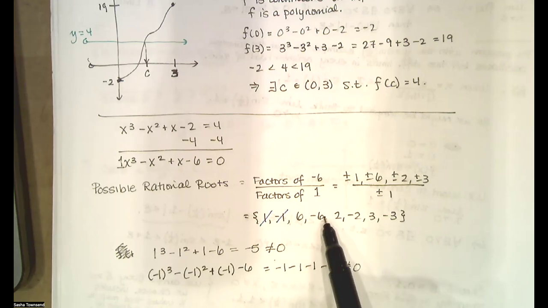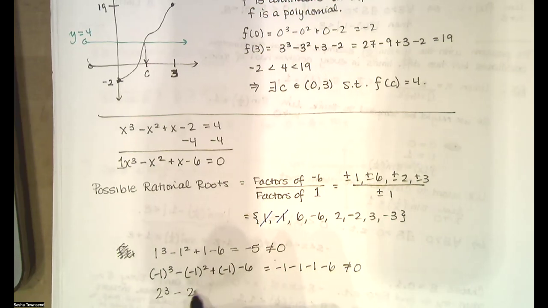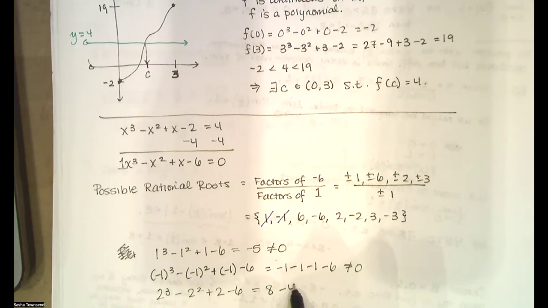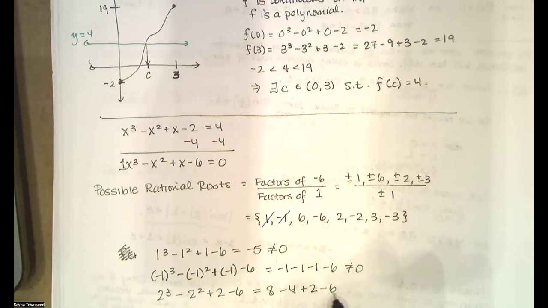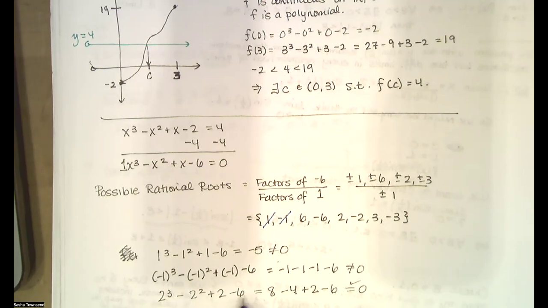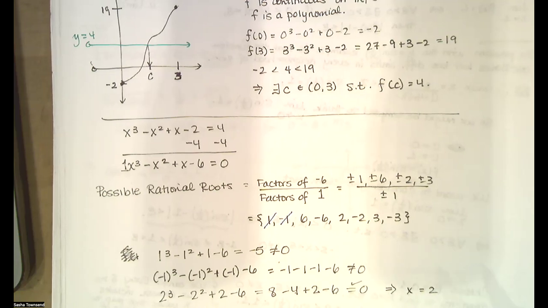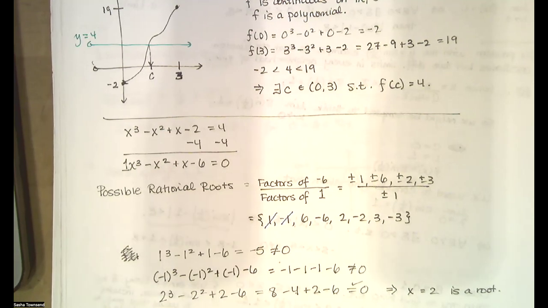I'm going to skip the 6s for now. Let's look at the 2s. I like to stick to small integers if possible. So 2 cubed minus 2 squared plus 2 minus 6. So that's 8 minus 4 plus 2 minus 6. 8 and 2 is 10. -4 minus 6 is -10. So we're going to get a 0. So that works. So x equals 2 is a root. Or in other words, one of the solutions to this equation is x equals 2.